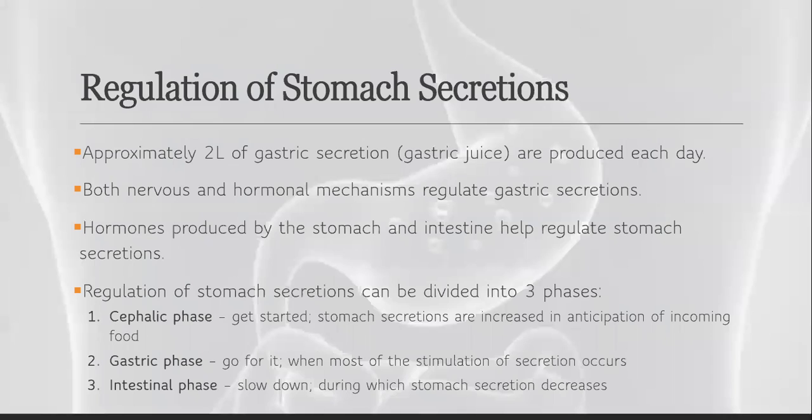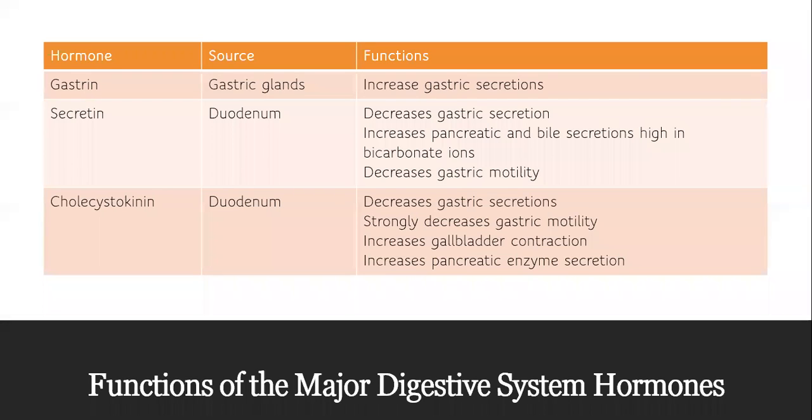So, regulation of stomach secretion. Approximately 2 liters of gastric secretion are produced each day, and both nervous and hormonal mechanisms regulate gastric secretion. Hormones produced by the stomach and intestine help regulate stomach secretion. And regulation can be divided into 3 phases: the cephalic phase, the gastric phase, and our intestinal phase.